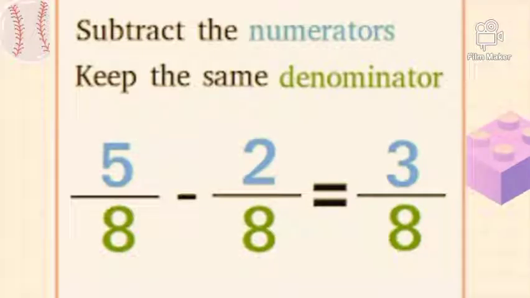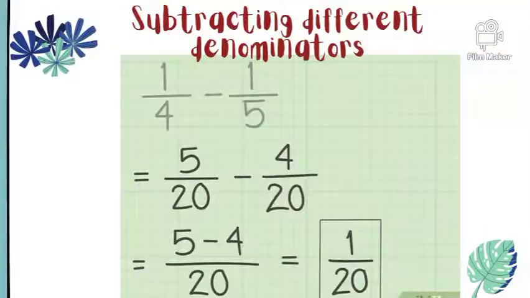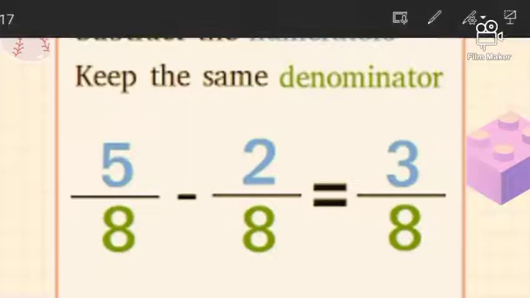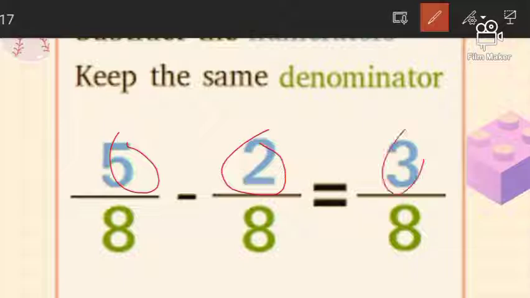Now, these have common denominators, so simply subtract the numerators. What are the common denominators? 8 is the common denominator. Numerators are 5 and 2. So 5 minus 2 is 3. So it's now 3 over 8 because 8 is the common denominator.